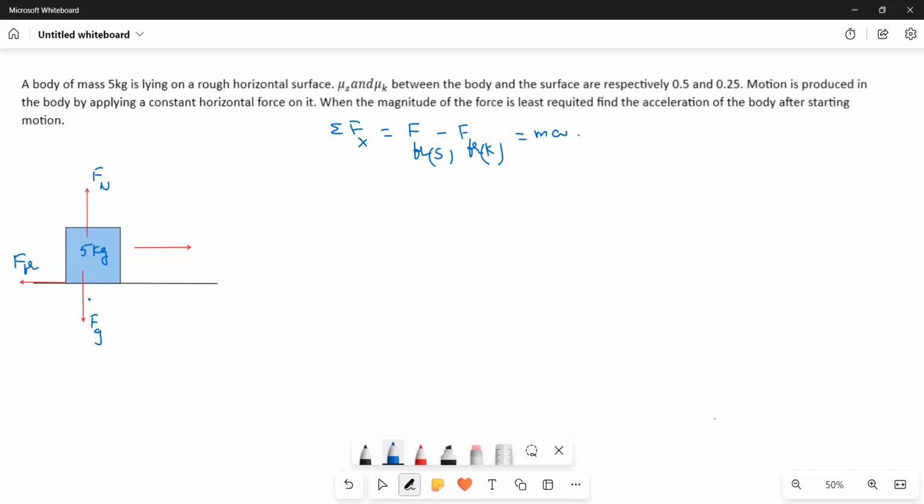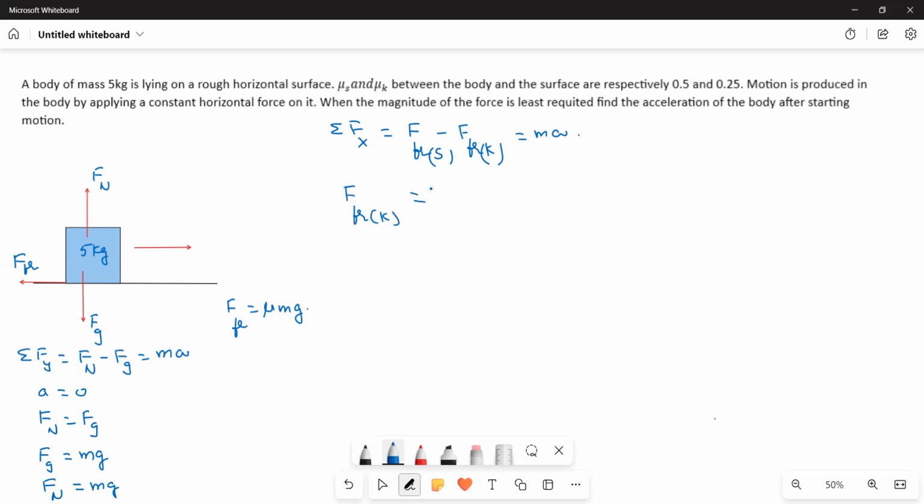Now, let us find out the equation for the frictional force. So, along the y direction, Fy is equal to Fn minus Fg is equal to ma. And here, along the y direction, acceleration is equal to 0. Therefore, Fn is equal to Fg. And we know Fg is equal to mg. Therefore, Fn is equal to mg. And we know that F friction is equal to μmg.